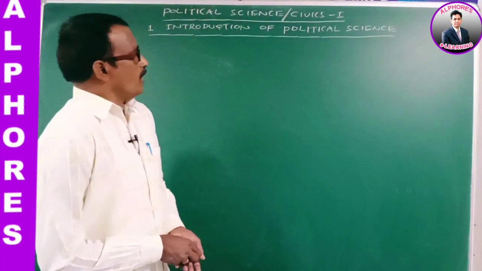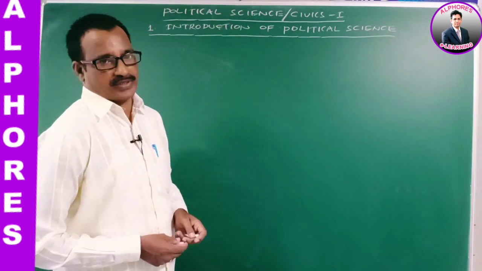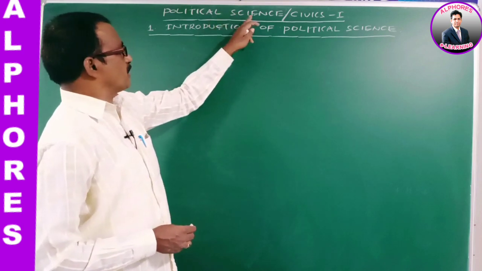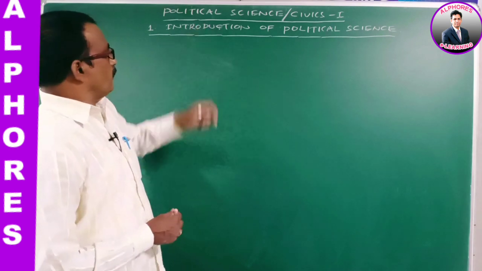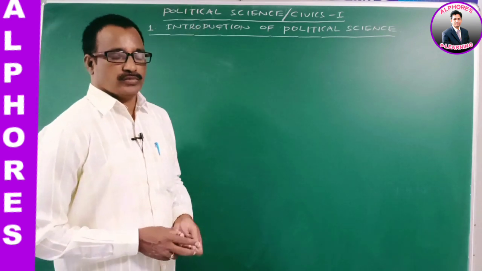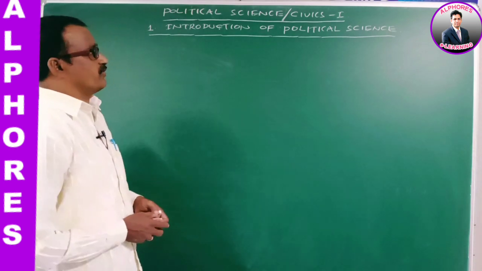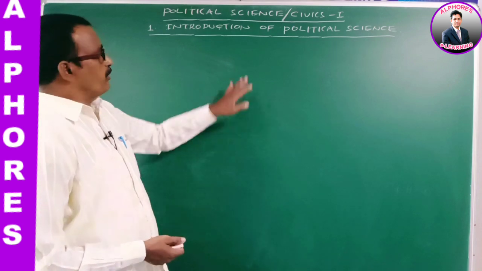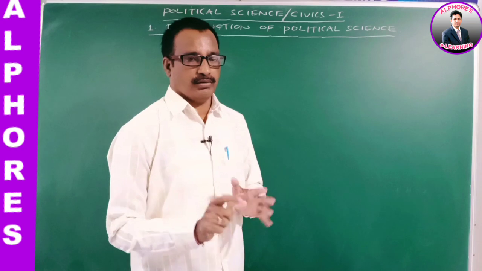Today, I am going to start first year political science or civics. This is intermediate first year political science or civics. In our subject, total 12 units are there. First unit is introduction of political science. Before going to explain about the topic, I am going to explain the various subjects.